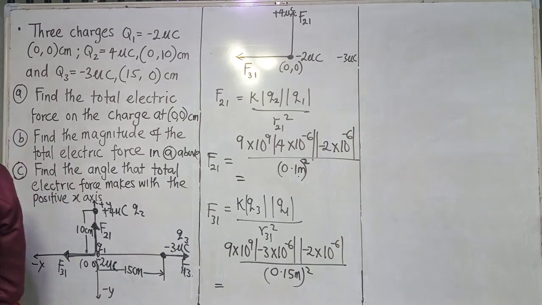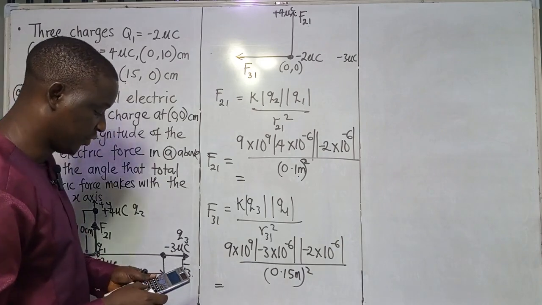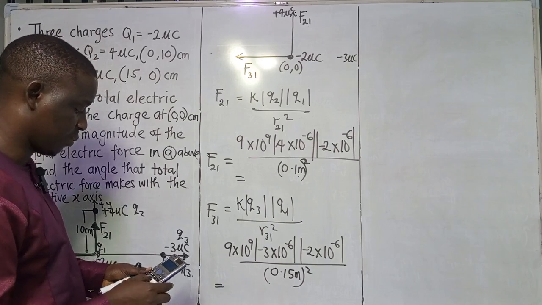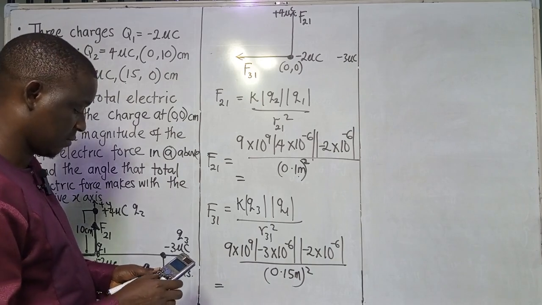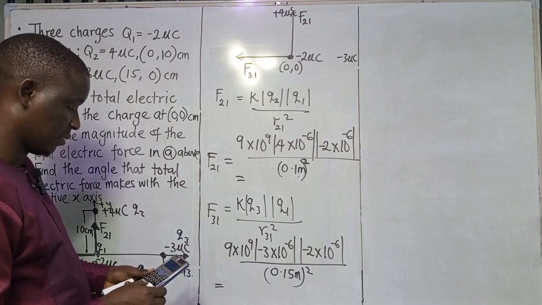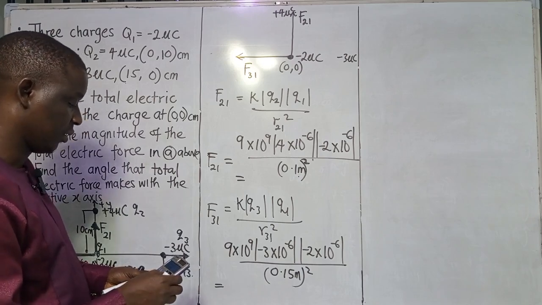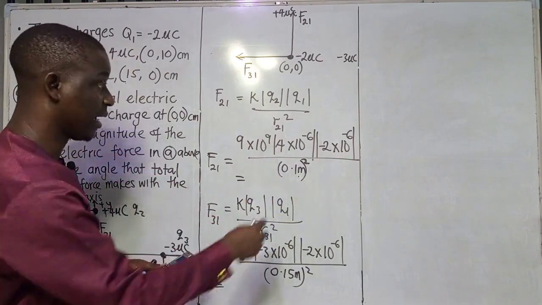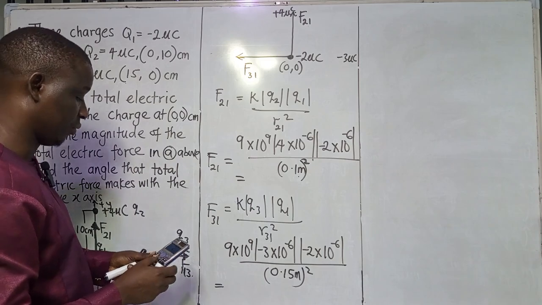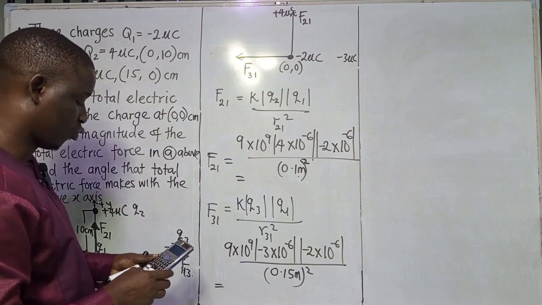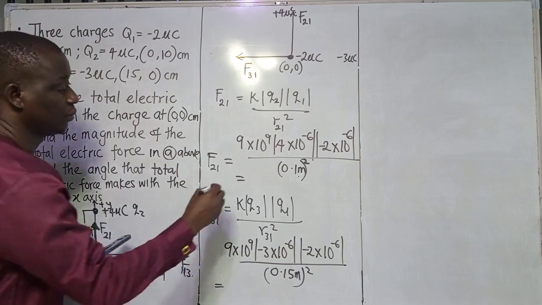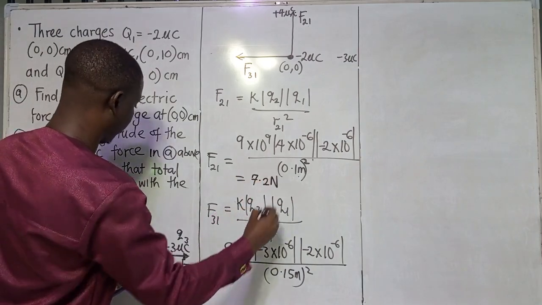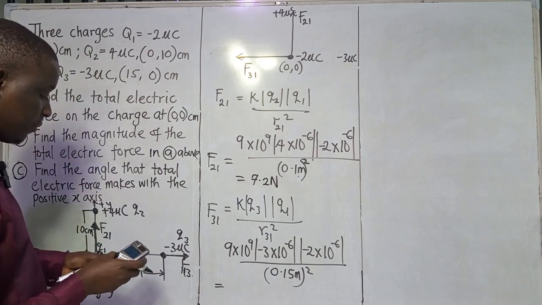Now let's press our calculator to see how we can get this one done. So this one will give us what? 9 times 10 to the power 9, then minus 12, because this is minus 12, this is minus 6 and the minus will cancel out. So that's what will happen there. Then square of 0.1. That's what we are doing now. We are going to have 7.2 Newton.